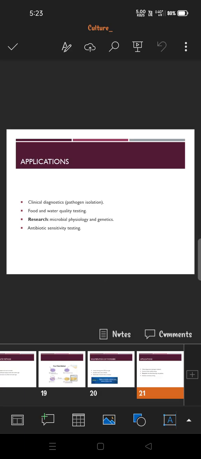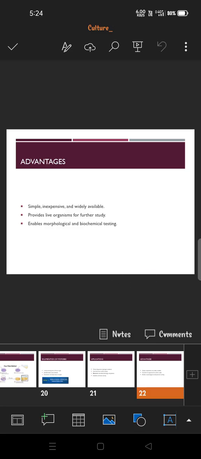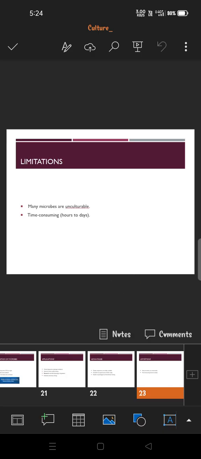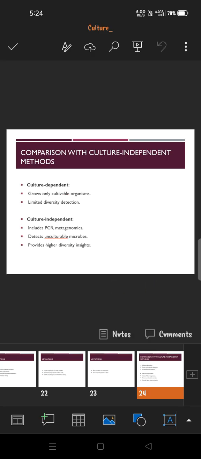Applications are clinical diagnostics, food and water quality testing, research like microbial physiology and genetics, and antibiotic sensitivity testing. Advantages: it is simple, inexpensive and widely available, provides live organisms for further studies, and enables microbial and biochemical testing. Limitations: many microbes are unculturable, and it is a time consuming process, taking hours to days.